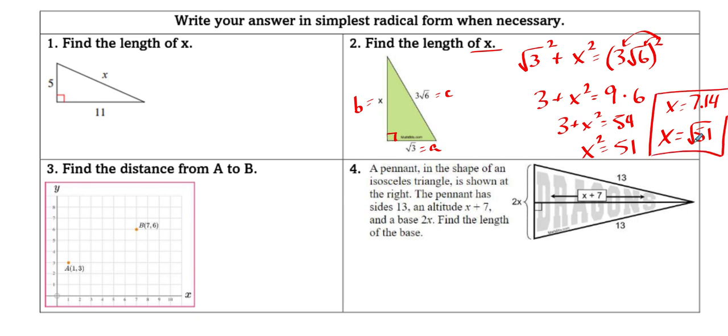So I wanted to show you that one, because that one we're given c, and you have to work backwards to find either a or b. So the only difference there is that we're subtracting, because they're solving this equation for x, so you have to subtract the 3 from both sides, instead of just adding those two side lengths together.